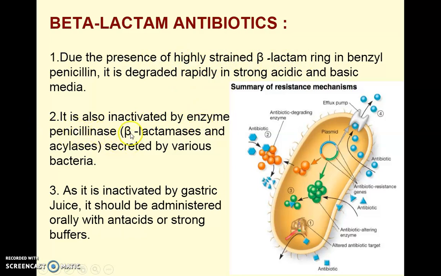Next, it is also inactivated by the enzyme penicillinase. Penicillinase is the common term which includes beta-lactamase and acylase secreted by various bacteria. Bacteria may produce particular types of enzymes as part of their resistance. This enzyme is secreted by the bacteria and acts on the antibiotics and causes degradation. If there is a chemical change in the antibiotics, it may result in inactivation of the antibiotics. That antibiotic will not be effective or will not be able to kill the bacterial cell, because in this way the bacteria developed resistance by producing certain enzymes.